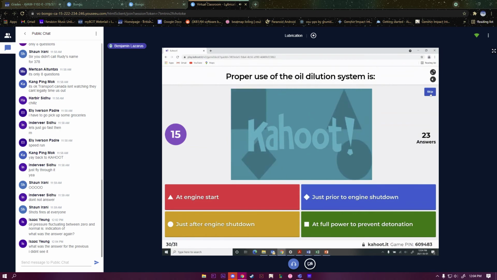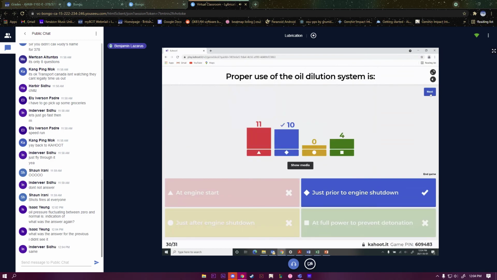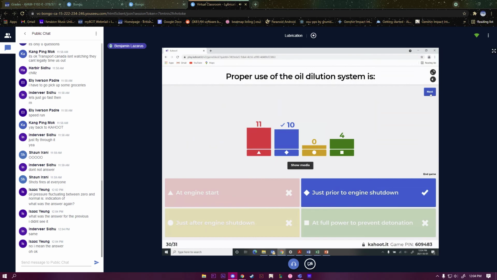This one you should probably know. What was the last question? I've skimmed that. I accidentally clicked it. The question was what was a likely indication of a leaking oil dilution valve? And the correct answer is low oil pressure at engine start, because that oil is going to be so thin, you've basically got gasoline instead of oil. So you'll end up with low oil pressure.